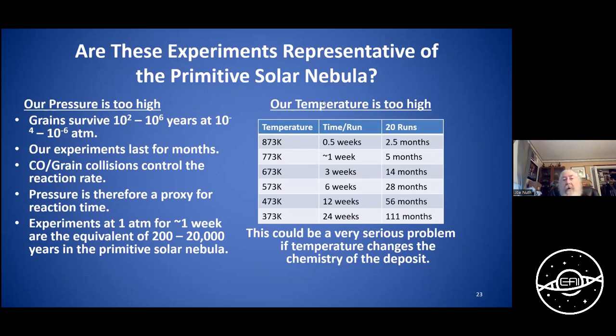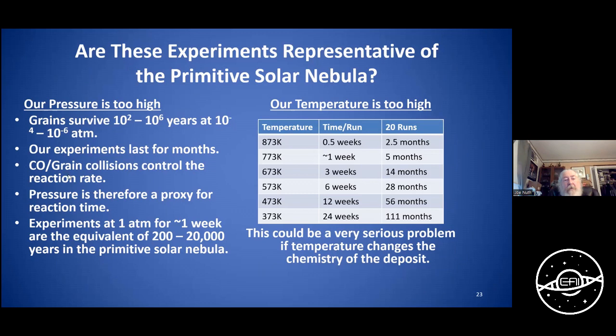What we do know, a couple of things, obviously, is our pressures are too high and our temperatures are too high. The experiments that we do are at near atmospheric pressure. The grains in the Solar Nebula have about 100 to 1,000, 10,000, maybe a million years at much lower pressures. Our experiments last for months. If we tried to propose to do experiments that last for 100 years, I doubt we would get funding.